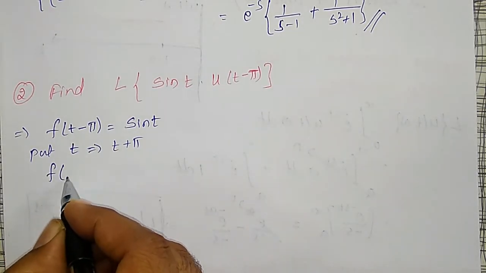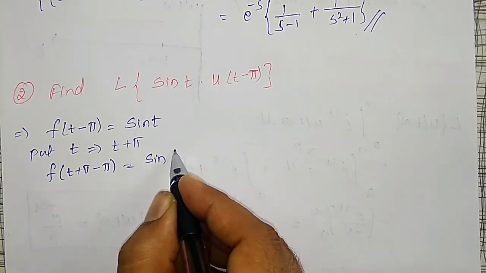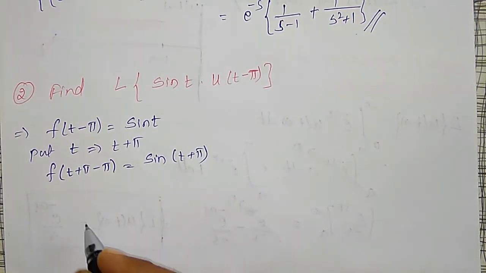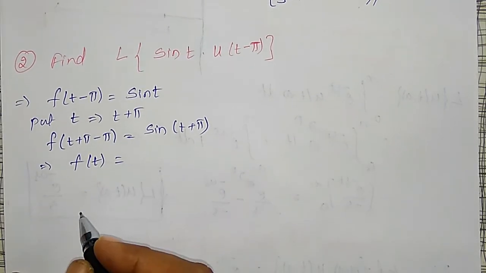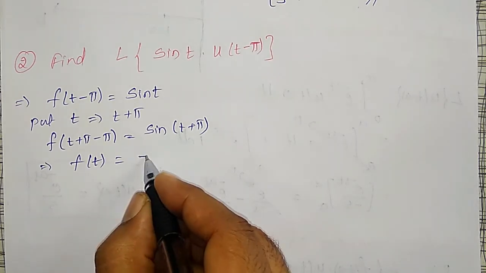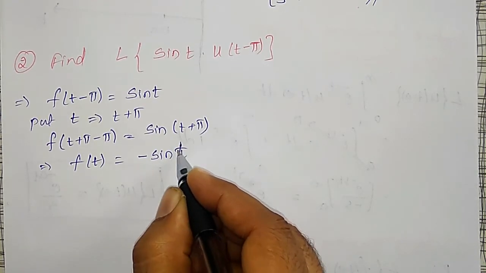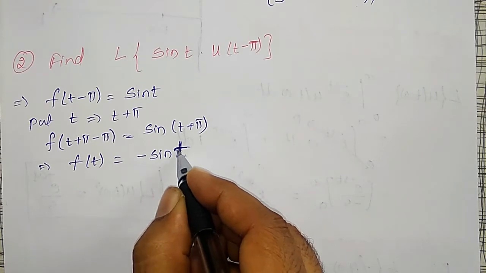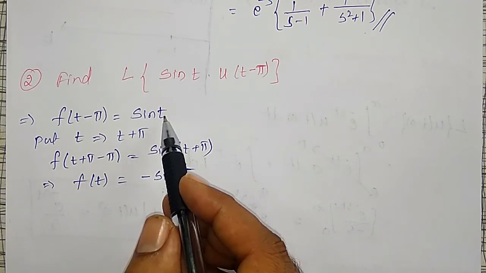What I am getting then: f of t plus pi minus pi is equal to, right hand side also the same, sine of t plus pi. Therefore, f of t is equal to, correct? F of t is equal to sine of allied angles. Using the allied angles, sine of pi plus t, 180 plus t, is in the third quadrant, correct? Minus sine t, not sine pi. Sine t it will become, minus sine t, since it is in the third quadrant. So f of t is minus sine t, whereas f of t minus pi is sine t.